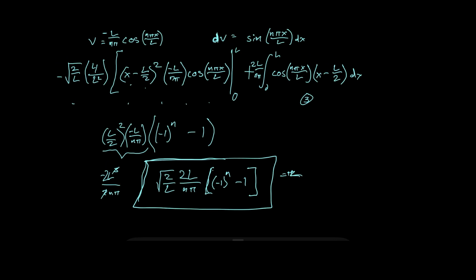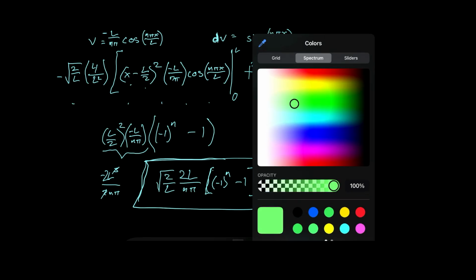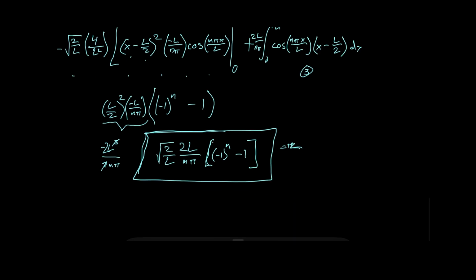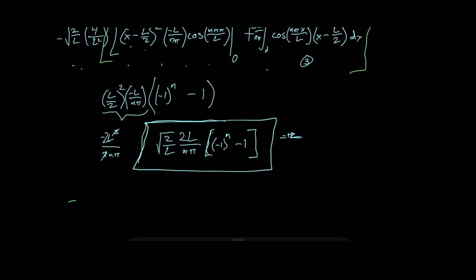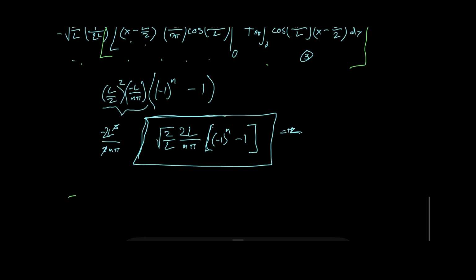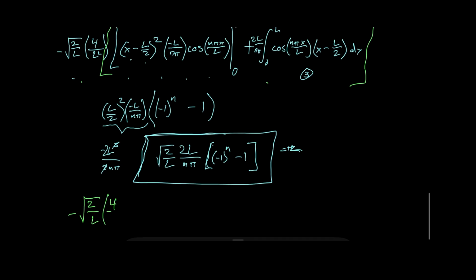Because now we have a number 3. We'll change colors again so we can see them easily. Okay, so number 3. First, you can't forget this. You still have this. I know it looks like I disconnected it, and I kind of did, so I'll reconnect it. These factors go on to this one as well. So we get this negative. You always have to carry this over. Negative square root of 2 over L. Nope, not 4, L, times 4 over L squared times 2L over n pi. Okay.